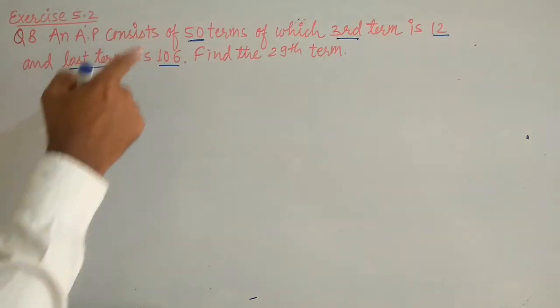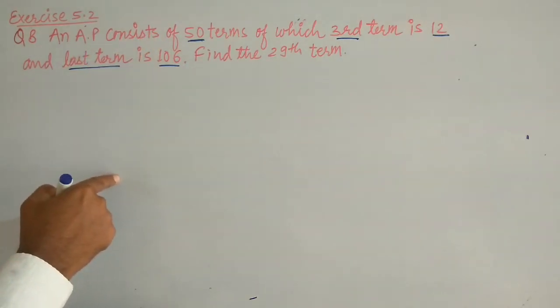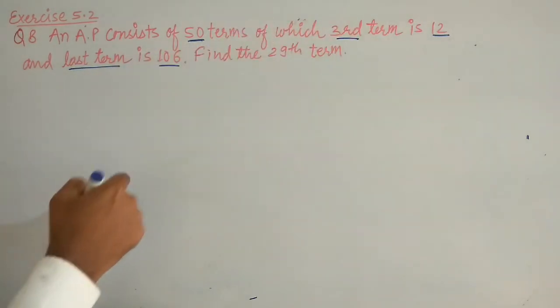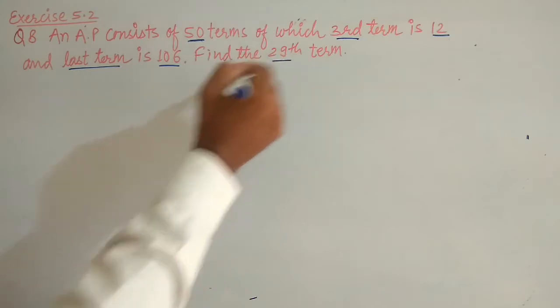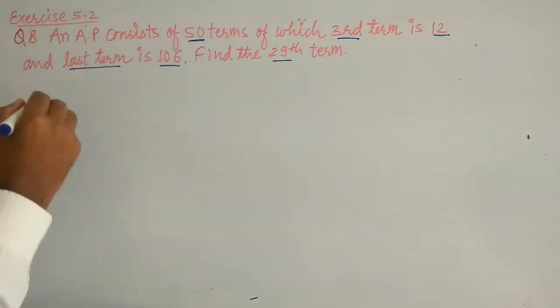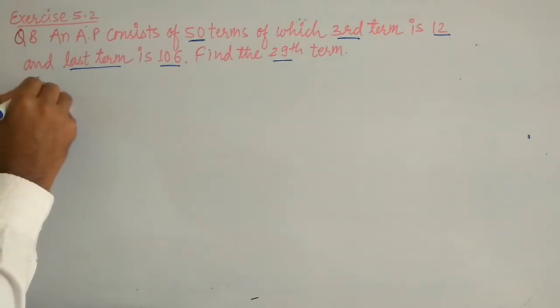Okay. So the last term's number will be 50. Means the 50th term is given and the third term is given. We have to find out the 29th term. So what is given in this question?